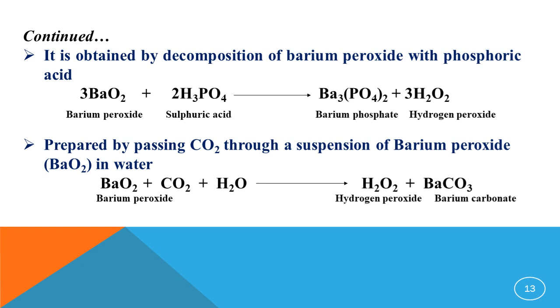Hydrogen peroxide may also be prepared by passing CO2 or carbon dioxide through a suspension of barium peroxide in water. Reaction is BaO2 plus CO2 plus H2O gives hydrogen peroxide and barium carbonate.